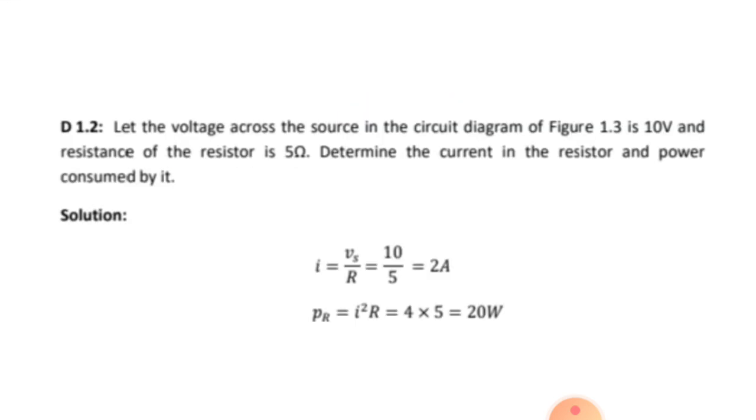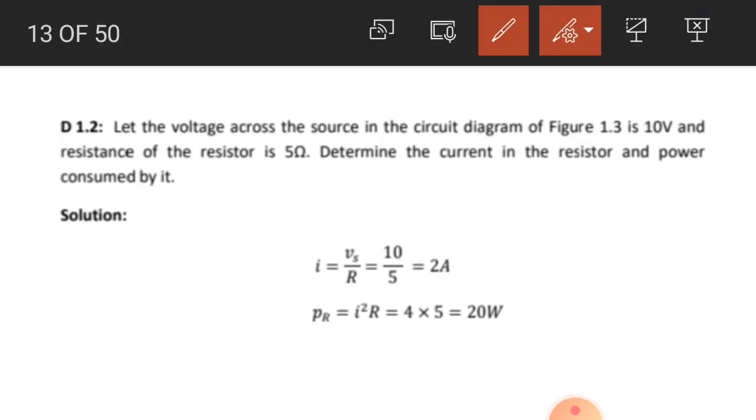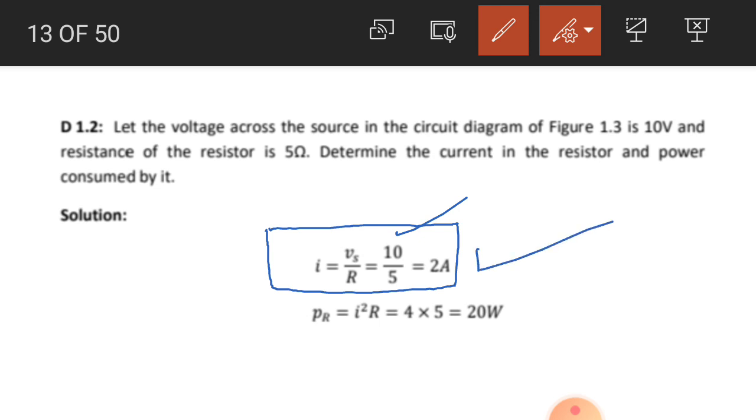Let us do a very simple example. This is example number 1.2 from my personal book. Let the voltage across the source in the circuit diagram of figure number 1.3 be 10 volt, and the resistance of the resistor is 5 ohm. Determine the current in the resistor and the power consumed by it. So we know that the current will be equal to voltage across the resistor divided by the resistance of the resistor. Voltage across the resistor is 10 and the resistance of the resistor is 5. So the current in the resistor will be 2 ampere.